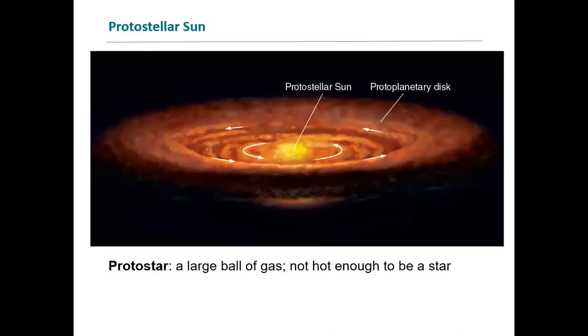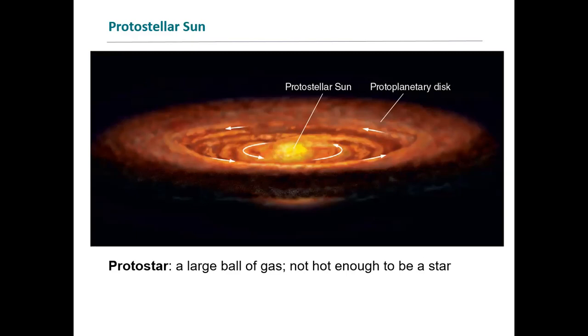So the protostar is a large ball of gas, not hot enough to be a star. Like I said, the core's got to reach a temperature of about 10 million Kelvin before you can force two protons to run into each other close enough that one's going to spontaneously become a neutron, and some other particles will be spit out. Once that can happen efficiently, which is around 10 million Kelvin, then you actually go from being a protostar to a star. There's a protoplanetary disk.